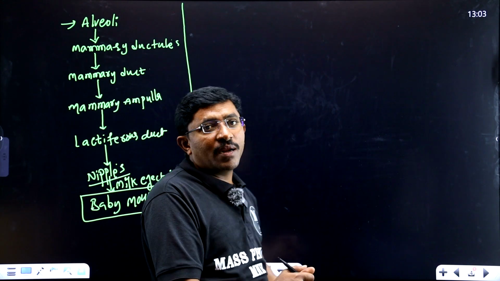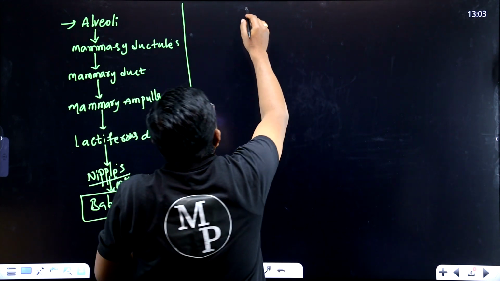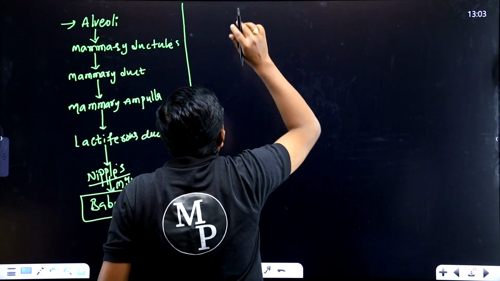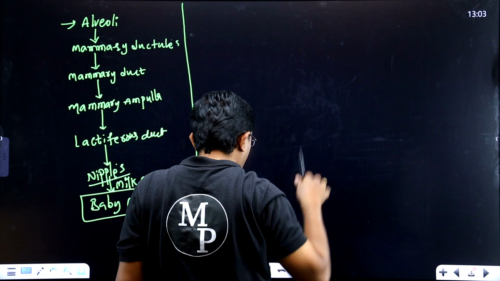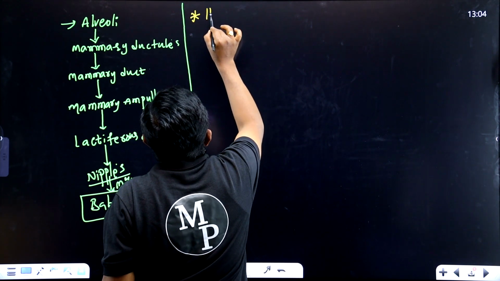Again here the hypothalamus has a major role. What is the role of the hypothalamus? Hormonal regulation of milk production and ejection. First I'll write this point here.